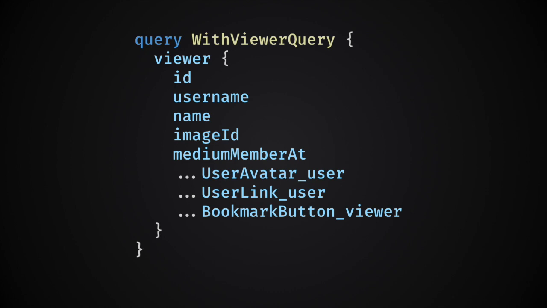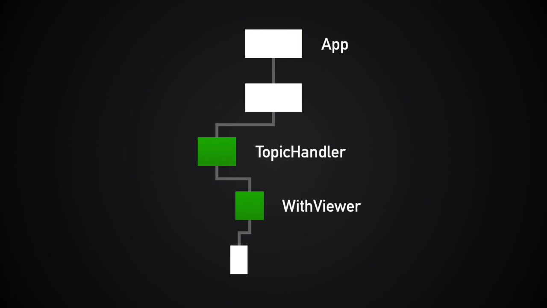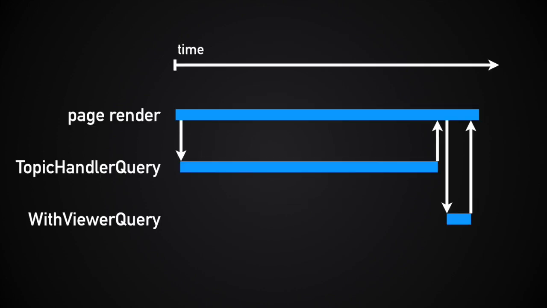What about performance? Let's say our application's component tree looks like this, with a with_viewer component under the topic handler. If our with_viewer component isn't added to the tree until the main topic handler query returns, then we're going to end up making those two queries in serial. And even though the with_viewer query is a very fast query compared to fetching all the other data we need for the topic page, it's still on the critical path and it's affecting users.